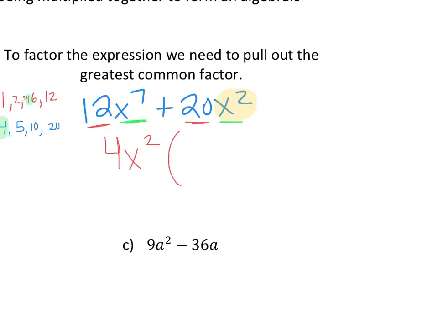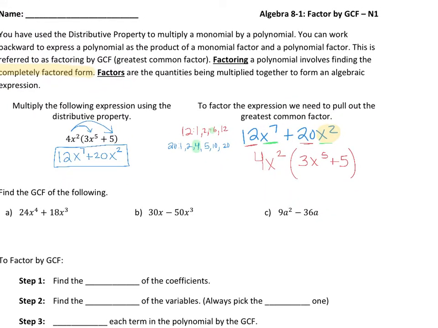12 divided by 4 is 3. X to the 7th divided by x squared. We're going to keep the base and subtract the exponents. X to the 5th. Positive 20 divided by 4 is positive 5. And x squared divided by x squared is 1, which means there's no x term here. If we didn't have this 5 here, we would have to put a 1. But because we have the 5, we don't have to put anything more. And if you look, it matches the original problem over here.